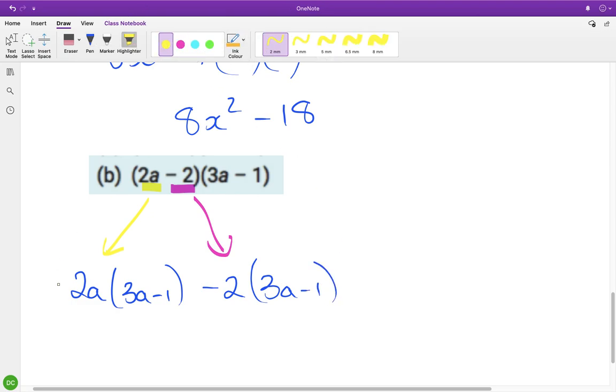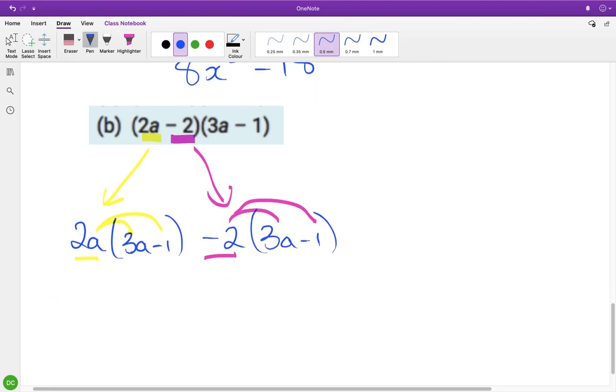Okay, so then I am multiplying the 2a across this bracket and the minus 2 across this bracket. Okay, so 2 by 3 is 6 and 2a's is a squared. This is a plus, this is a minus, so different signs give me a minus. 2 times 1 is 2, and the only letter is a. That's the yellow bracket done.